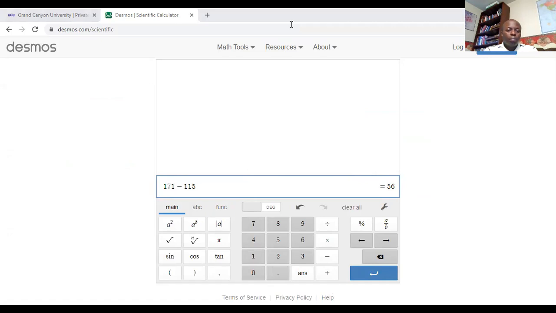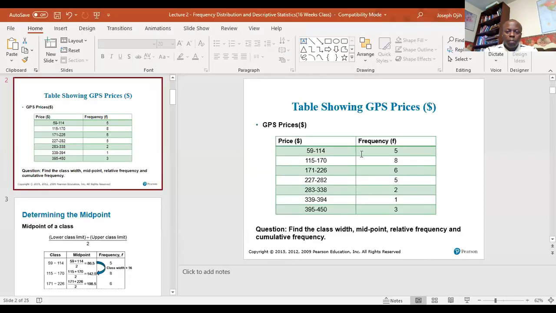Now, let us go back to our PowerPoint. Even on this side, 170 minus 114 will give us 56 as the class width. Now, the next question is how to find the midpoint.